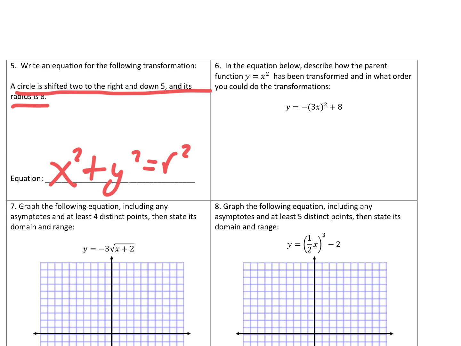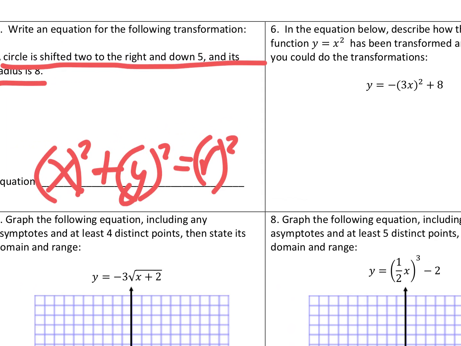2 to the right. Does that feel like we should mess with the x or the y? X goes to the right. Okay. And the down and up goes with the y. And then the radius goes where the r is. So figure it out. Two to the right would mean I got to replace this x with an x minus 2.